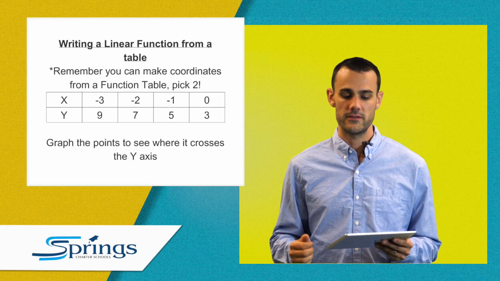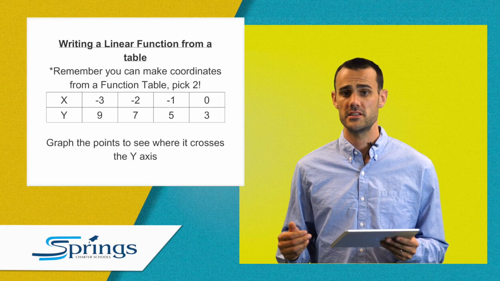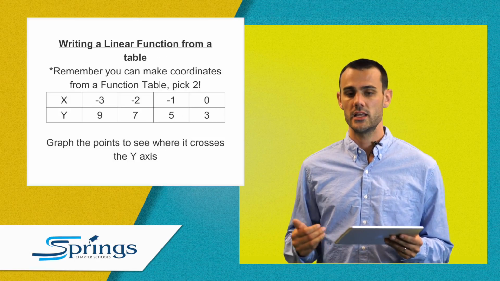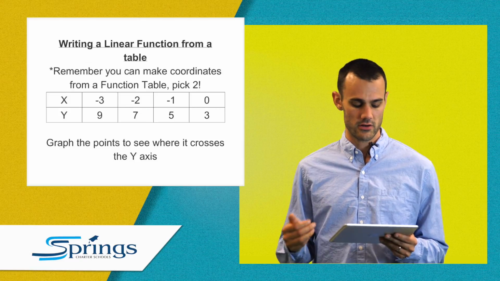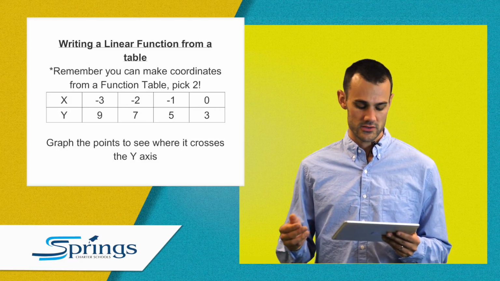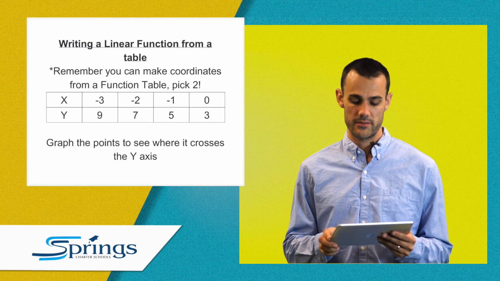So, writing a linear function from a table. Remember, you can make coordinates from a function table. Here we have x equals -3, -2, -1, and 0 on top, and across the bottom we have 9, 7, 5, and 3 as the y values. So we're going to graph some points to see where it crosses the y-axis. So let's go ahead and look at that.